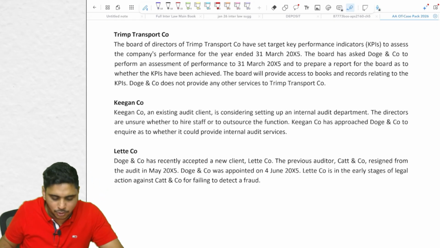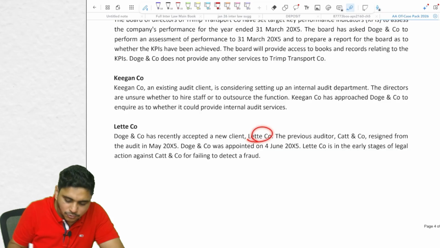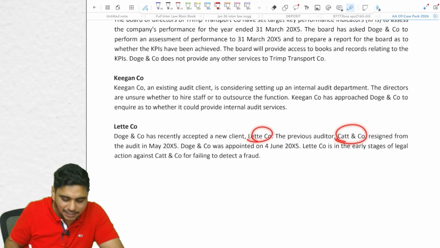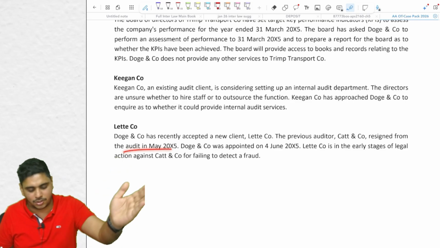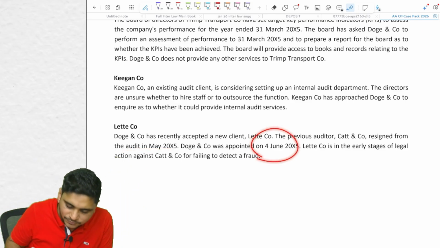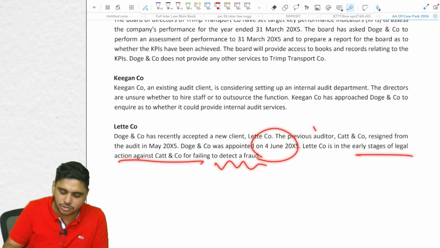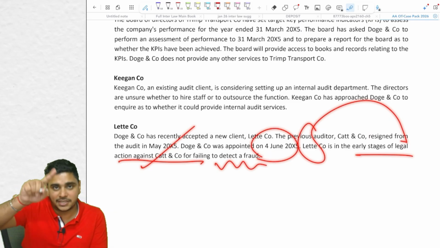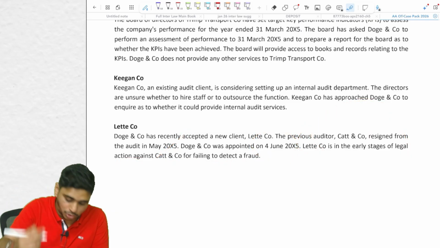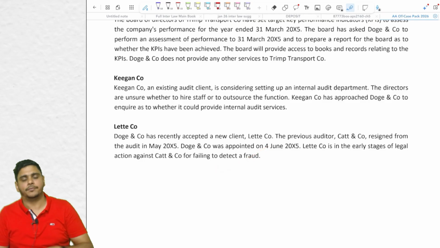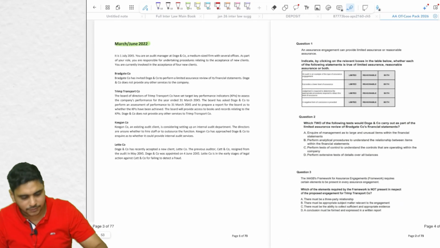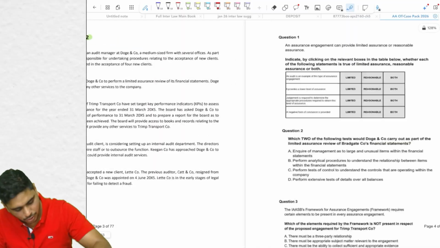Leteco. Doge has recently accepted a new client, Leteco. The previous auditor, Catch and Co, resigned from the audit. Doge was appointed on 4th June. Leteco is in the early stage of legal action against Catch and Co for failing to detect the fraud. So the company has sued the old chartered accountancy firm, the old auditor, for failing to detect a fraud. Okay. This is the story. Now, questions.